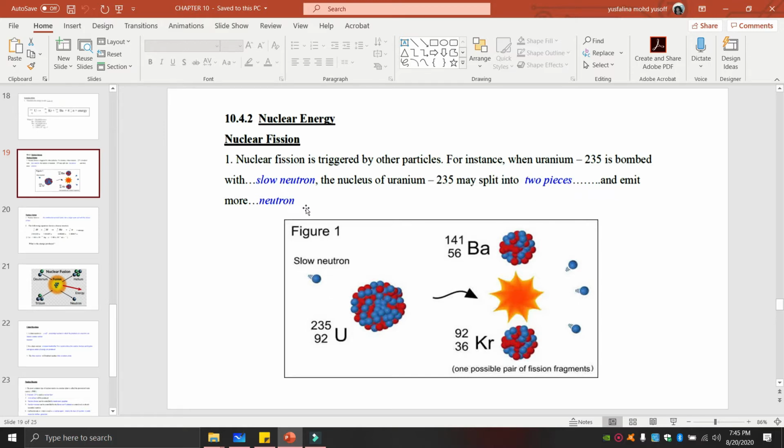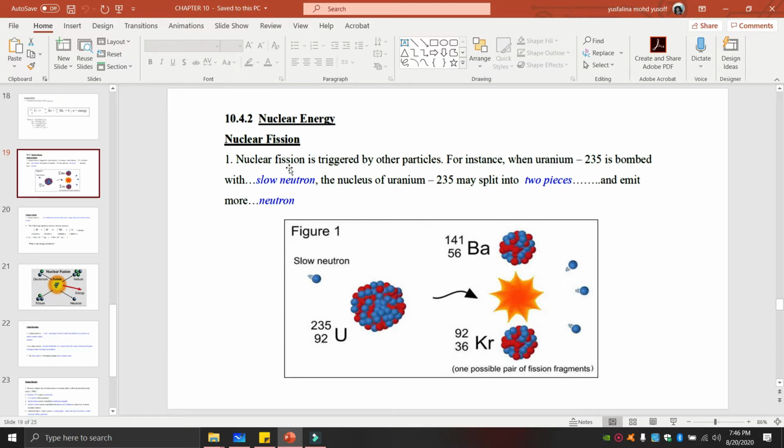and emit more neutrons. So let's say for figure 1, this is a slow neutron. When it collides with the uranium, it will produce two other elements, energy, and another neutron. This neutron will collide with another uranium and produce two elements, energy, and neutron, and then that neutron will collide again with another uranium, and produce energy, two types of element, and also neutron. So this will not stop.